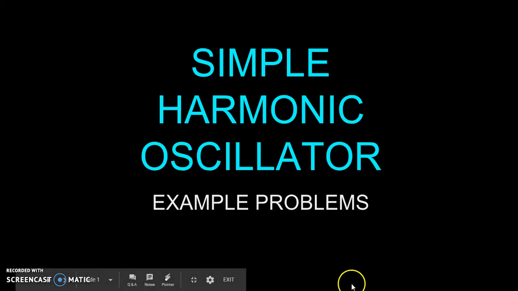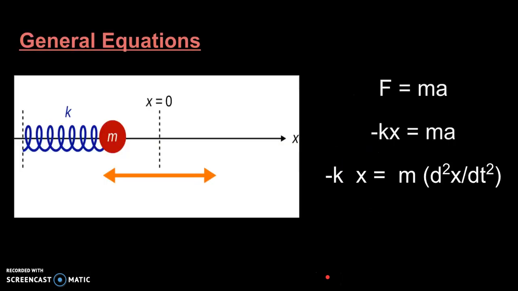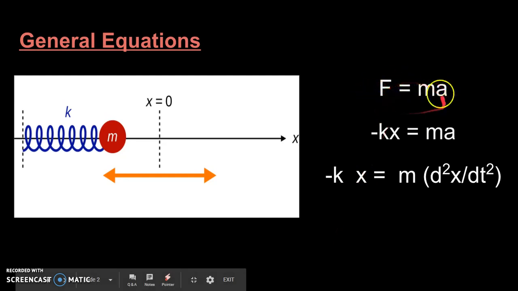Okay, so what we're going to look at now are simple harmonic oscillators, because it was requested to do a couple examples, so let's take a look at them. So first, let's start with where it comes from. It comes from Newton's law, which is just F equals ma.